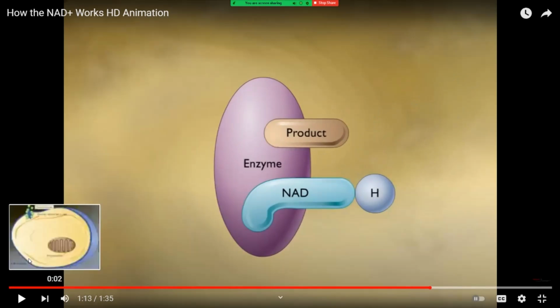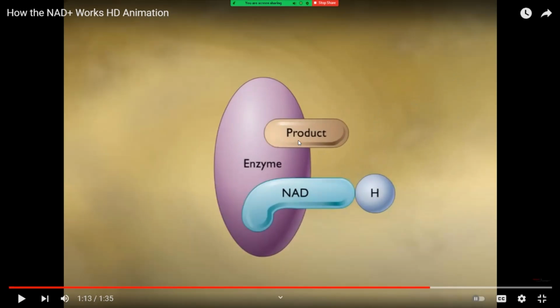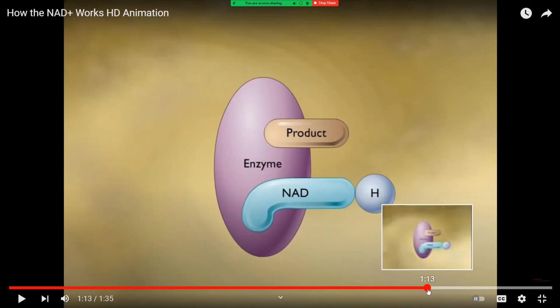So in other words, the product is oxidized. You lose electrons and a hydrogen atom that are transferred to NAD+. So NAD+ becomes reduced by creating a bond using the lost electron and hydrogen atom. I'm going to play that again.